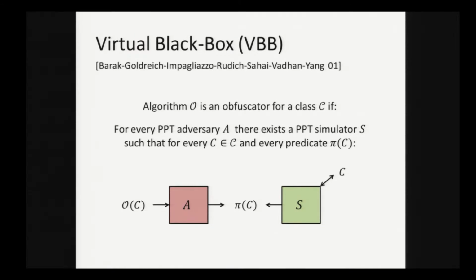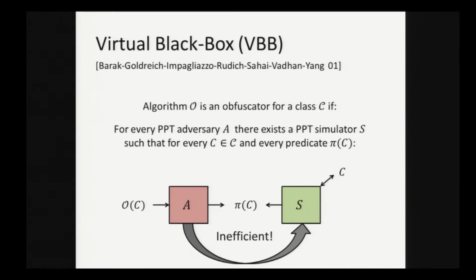This definition really captures our intuition of ideal obfuscation. But one weakness of this definition is that it only tells us that for every adversary there exists a simulator. It doesn't give us any efficient way to go from an adversary to the simulator.